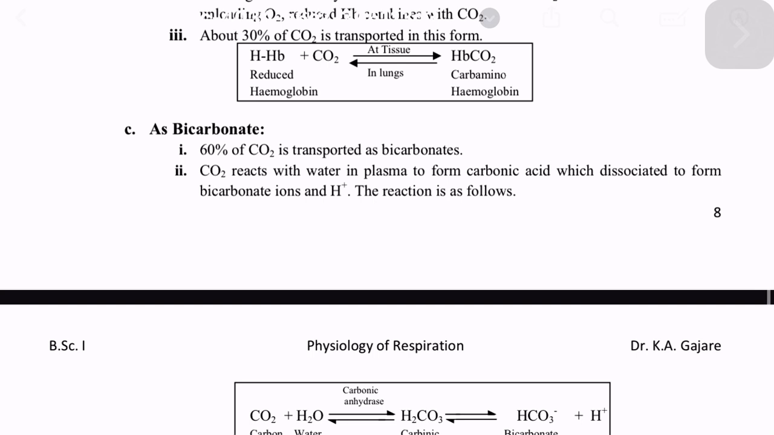C. As bicarbonate. 60% of CO2 is transported as bicarbonates. CO2 reacts with the water in plasma to form carbonic acid, which dissociates to form bicarbonate ions and H+. The reaction is as follows: HHb plus CO2 gives HbCO2. At tissue, and in lungs, the reverse, HbCO2 is carbaminohemoglobin.